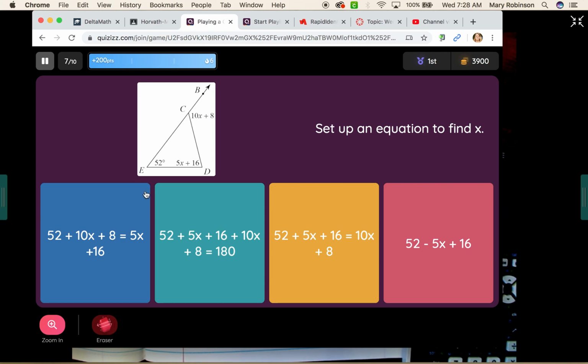So if I look at all my options, I need these two values to equal 10x plus 8. So I should see 10x plus 8 on one side of the equation. Here I have 5x plus 16. That's not right. Here I have 180. That's not right. Oh, here I have 10x plus 8. So let's review again. 52 plus the 5x plus 16 is equal to 10x plus 8.